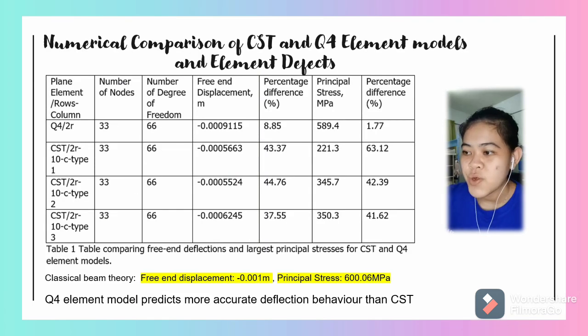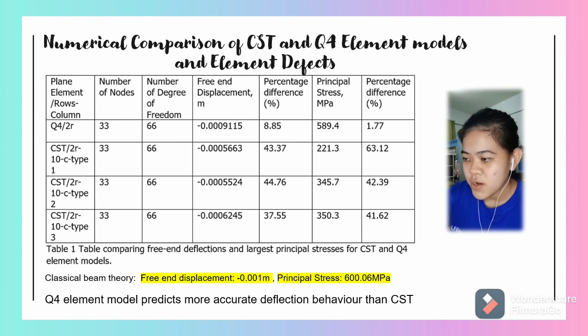In this table, it shows the numerical comparison of the CST and Q4 element models and element defects. For all of these meshings, the number of nodes is the same, which is 33, and the number of degrees of freedom is also the same, which is 66. The only differences between these types of meshing are the free end displacement and the principal stress.